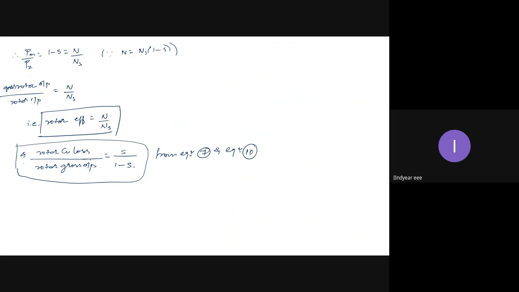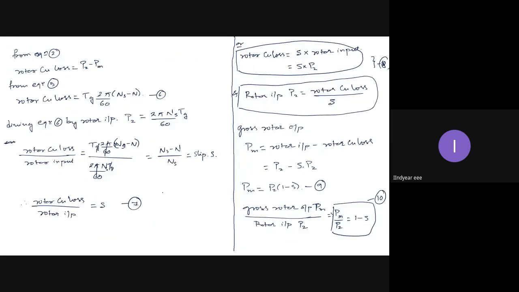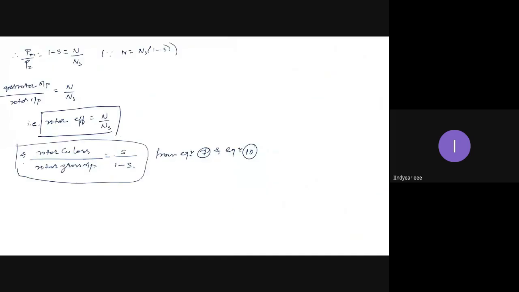So what is rotor copper loss here? Rotor copper loss is equal to slip into rotor input. So what is rotor input? P2. Rotor input P2 is also in terms of slip. So once I know the slip and rotor input, I can find out all other parameters here. These are the relationships which are important for us.